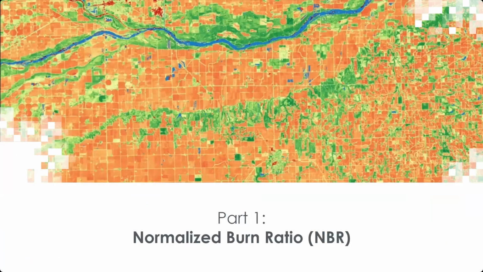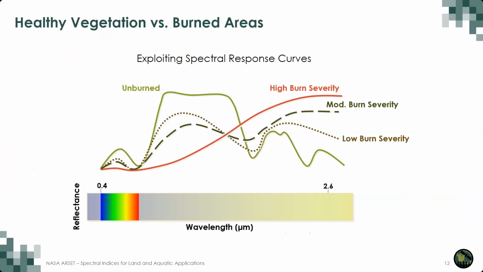Okay, so let's start with some spectral indices for land applications. The first index we will review is the Normalized Burn Ratio, otherwise known as NBR. Here we see that we can use the reflectance properties from satellite imagery to identify healthy vegetation versus burned areas. In healthy vegetation, there is reflectance in the green and near-infrared portions of the electromagnetic spectrum. So that's why we see healthy vegetation as green.